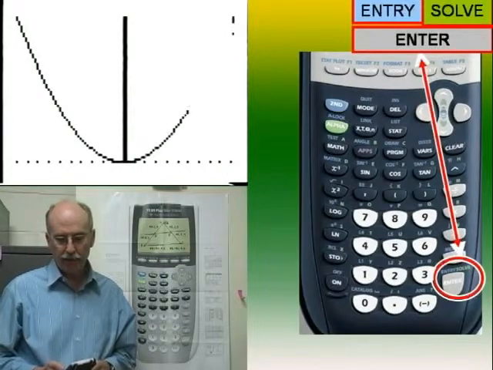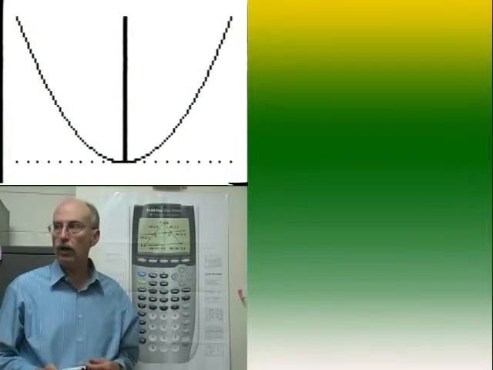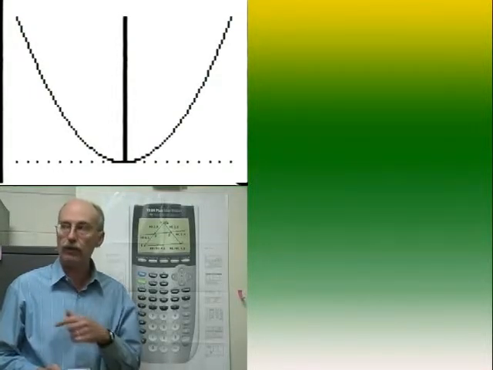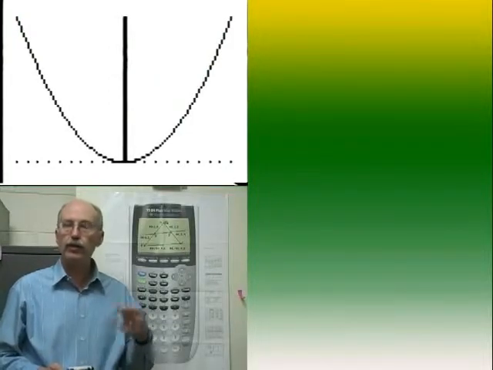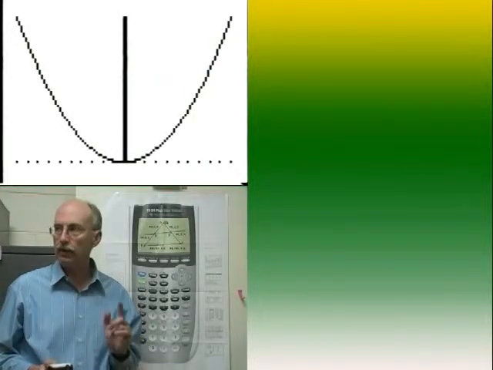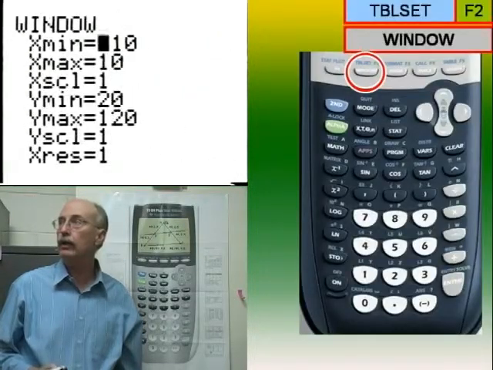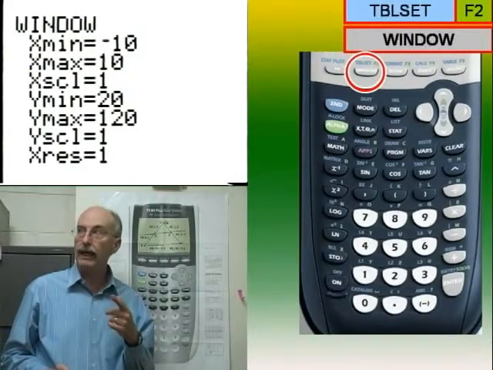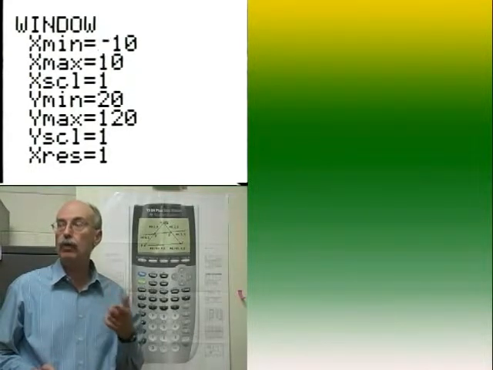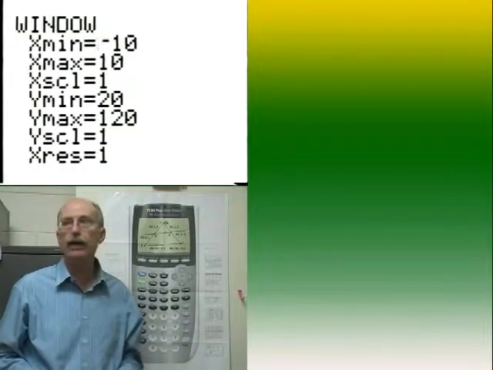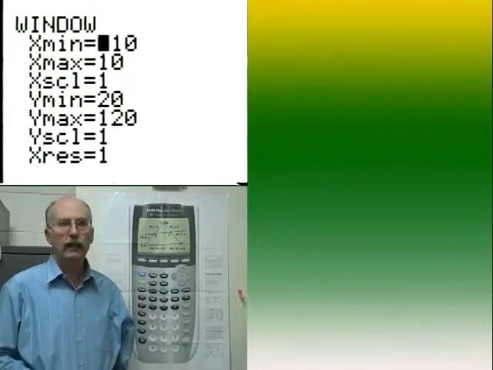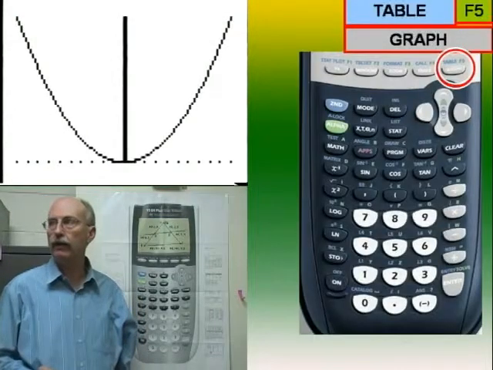If we hit zoom fit, it didn't change the x values at all, but what it did was change the y values so that the smallest y was the smallest y on the screen, and the largest y was the largest y on the screen. It didn't change the x range, but it did change the y range. Let's hit window and take a look. Notice that our x min was minus 10 and it remained unchanged. Our x max is still plus 10. Our y min is now 20 and our y max is 120. It brought that parabola into focus for us for the domain of x's that we were looking at. Let's press the graph button and move over to that graph.